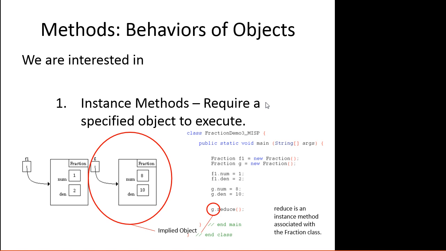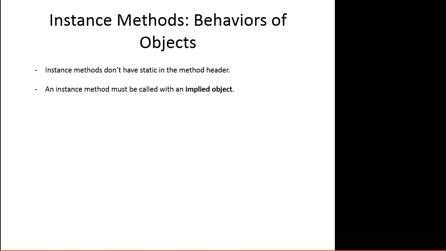Very important, instance methods require an implied object, because an instance method might change fields and it needs to know who it's changing. So if I invoked reduce, who is being reduced? The implied object is. So instance methods don't have static in the method header. An instance method must be called with an implied object. To access the implied object reference, we use the keyword this, and we'll see an example shortly about this.